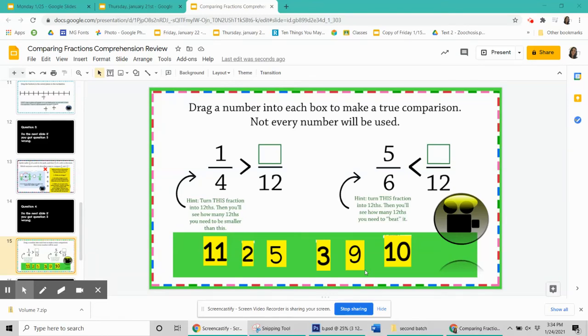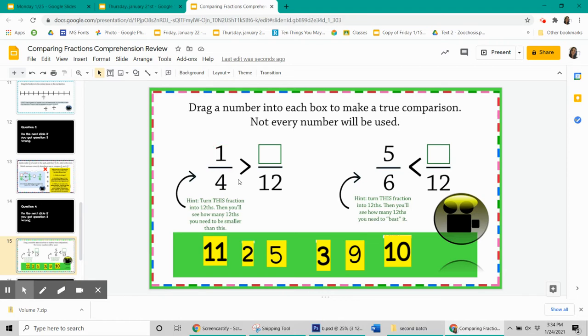All right, this question says drag a number into each box to make a true comparison. Not every number will be used. So first I want you to just look at this and say the phrase out loud. What are they claiming? And remember, the alligator is going to eat the bigger number. So in this case, if you imagine this as an alligator mouth, it's trying to eat 1/4. So what side is going to be bigger, left or right?